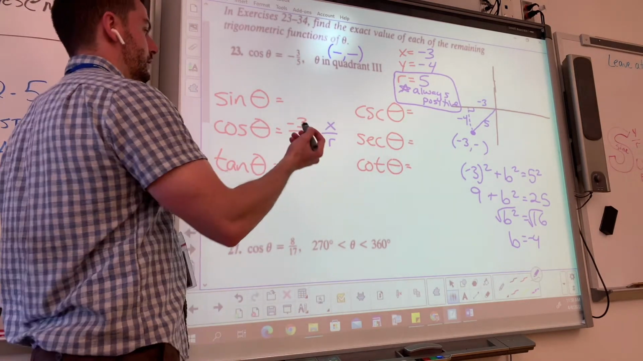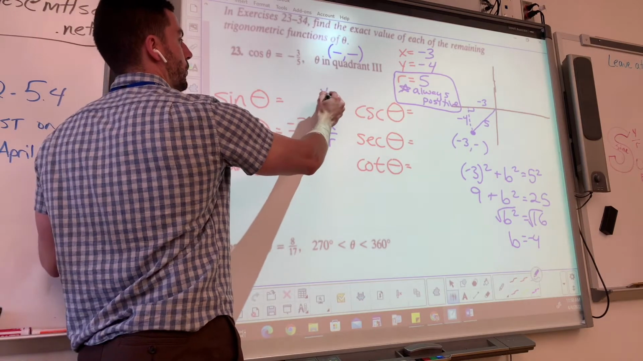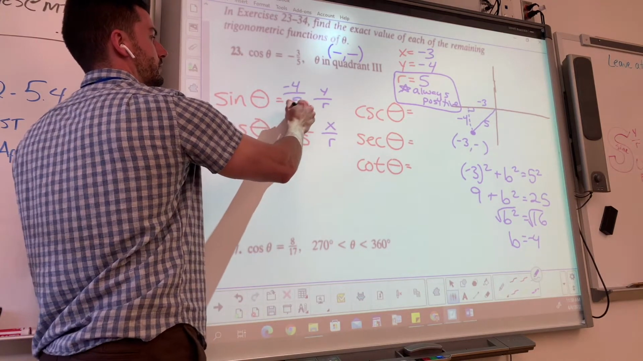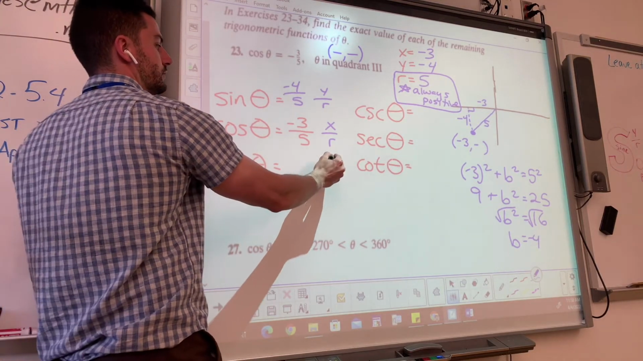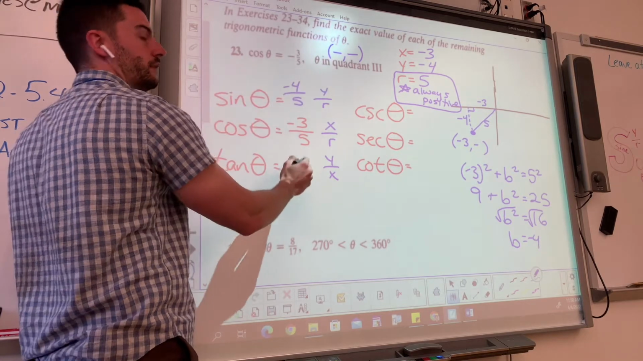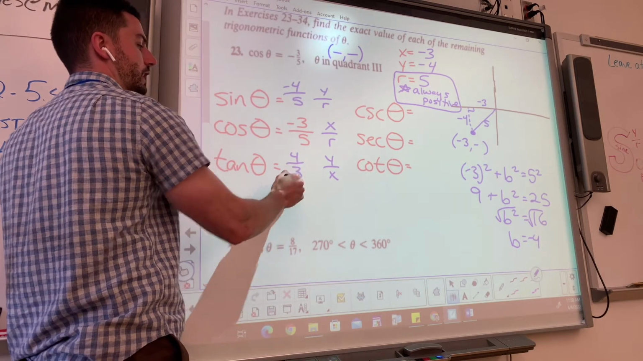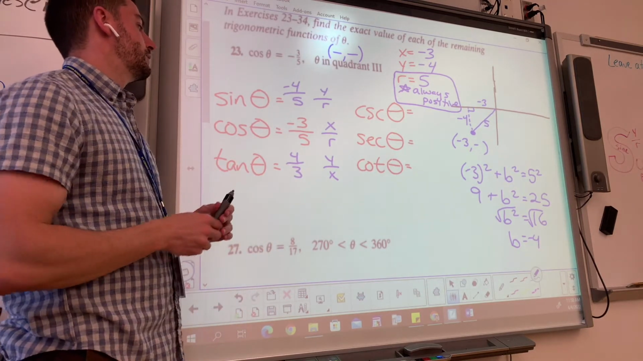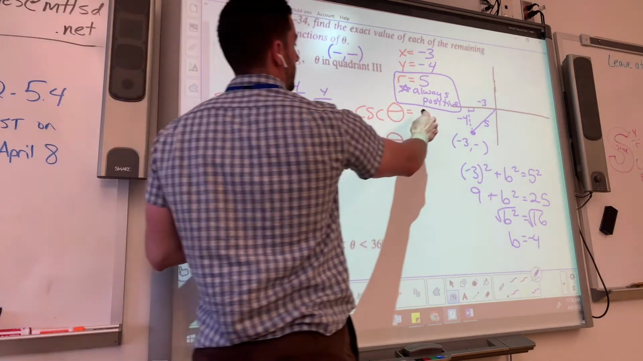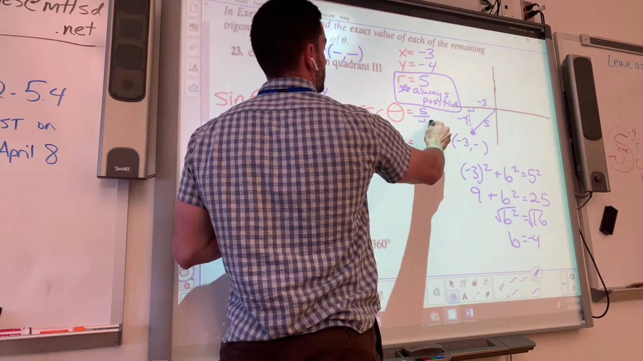Okay, so sine is y over r, right? So that would just be negative 4 over 5. Tangent is y over x. That would be negative 4 over negative 3. And again, a negative over a negative is positive. So just write positive 4/3. And then just flip them all around for my reciprocal functions here.